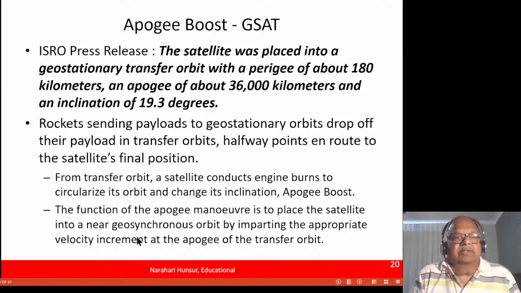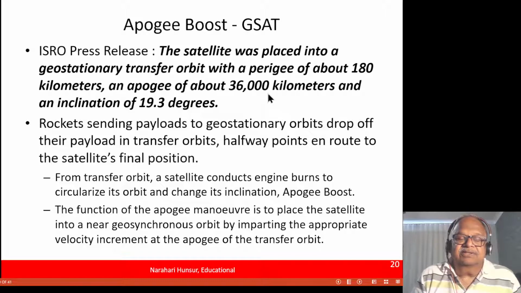So the rocket drops off the payload. These are halfway points on the way to the satellite's final position. In the final transfer orbit, a satellite conducts engine burns to circularize the orbit. When it is at the apogee, the farthest point, they fire a rocket which will increase its velocity. So the 36,000 kilometers remains the same, but 180 becomes, let's say, 250, 250 becomes 1000, 1000 becomes 5000. Eventually it'll also become 36,000 kilometers.